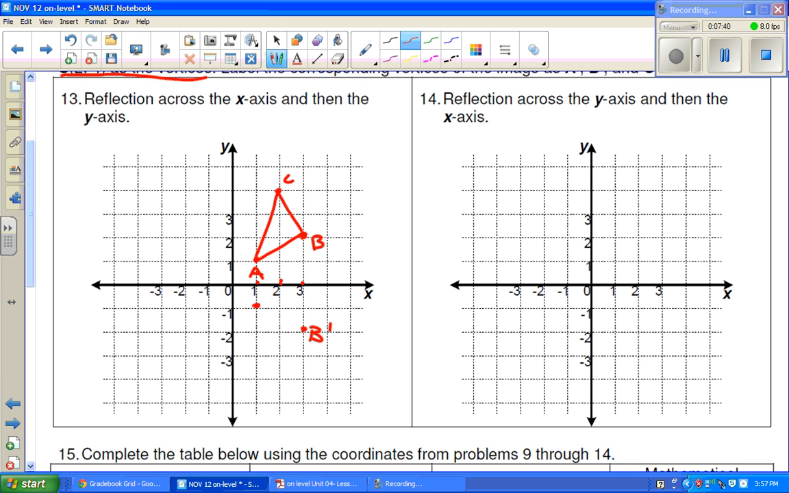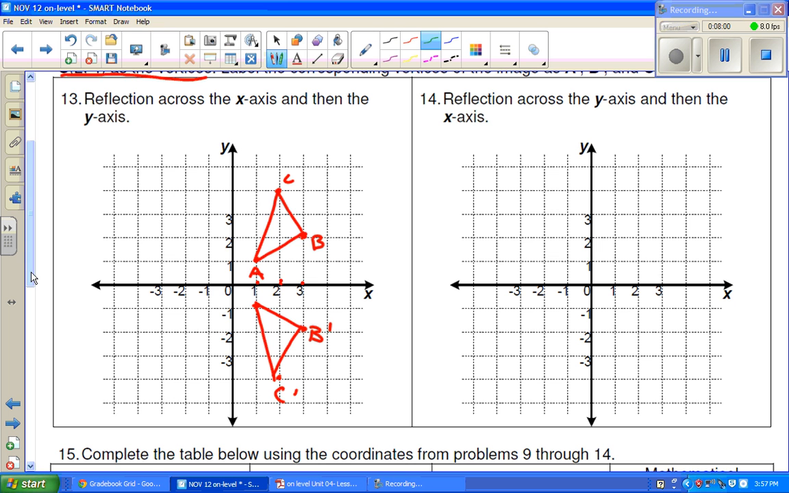Now, I'm going to reflect it. 1, 2, 3, 4. So, there's my C prime. Connect my dots. And here's my triangle. Now, it says that we need to reflect that triangle across the y-axis. I'm going to change colors, and we're going to do that reflection.